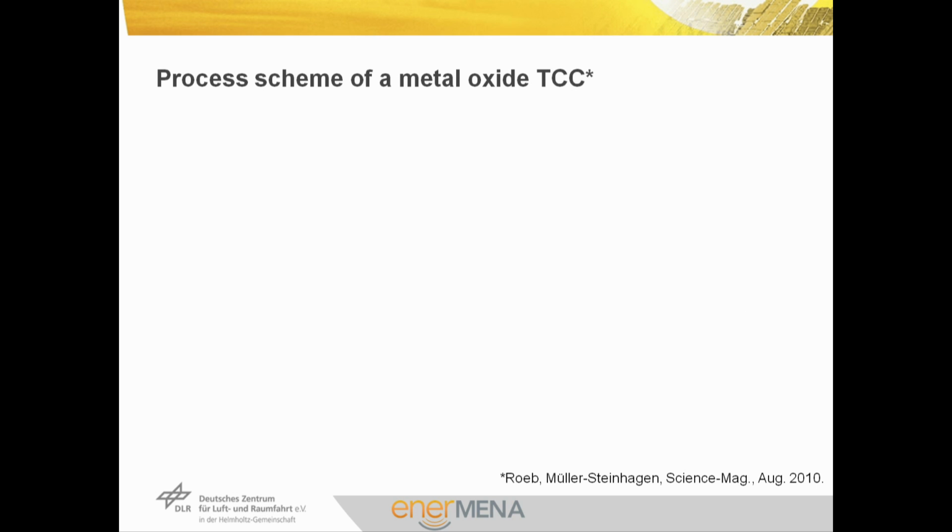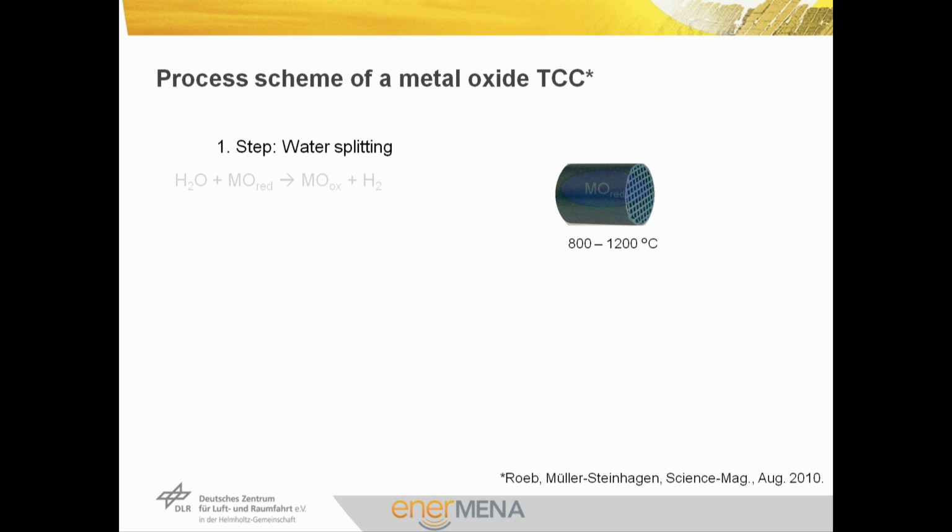The process works rather simply. You have a coated ceramic structure where your redox material is fixed. You heat it up to 800 to 1200 degrees C, and the material is reduced. It is able to absorb oxygen. Then you put steam on it, or water as steam, and the material is oxidized, and so the oxygen sticks in this material and only hydrogen is set free. So you have a very clean hydrogen stream.